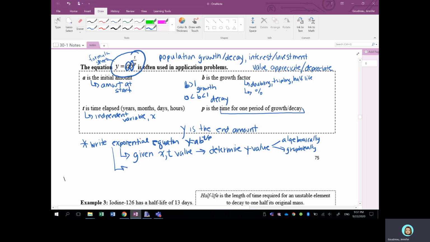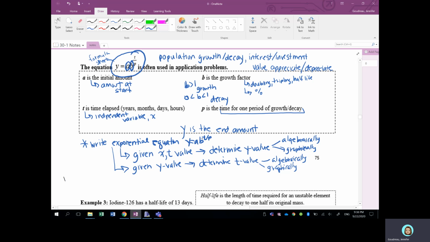Alternatively, you may have to take your exponential equation that you've created, and then you may be given a y value. Then it is your job to determine the corresponding t value, the corresponding time. Again, we can either do that algebraically, which we just looked at in the first part of 7.3, or graphically, and we looked at how to do that too.